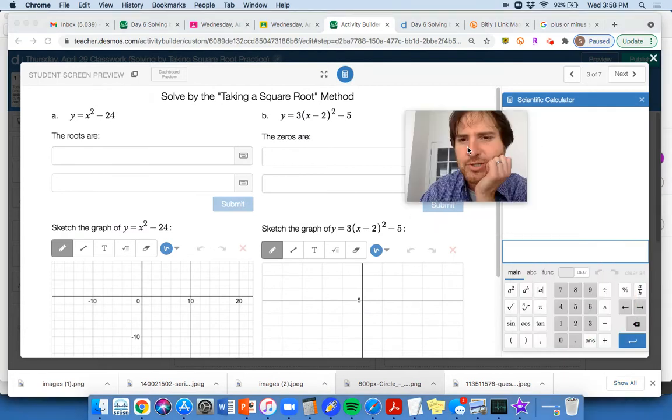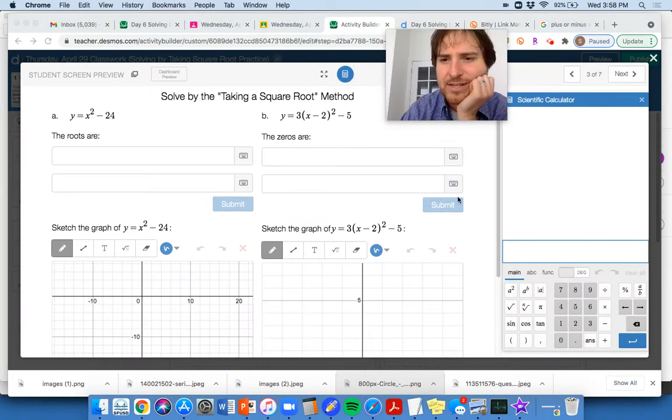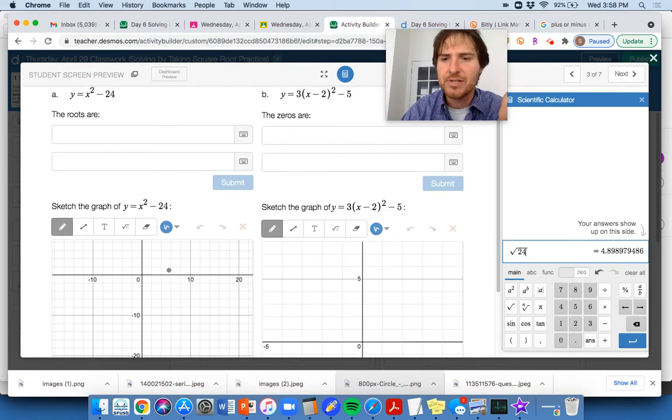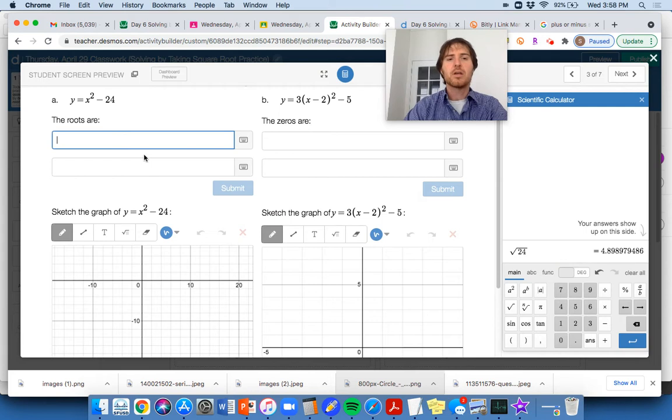You can hit that button on your screen. You should see it. It's right at the top there. Look, scientific calculator. And I can do square root of 24. And there it is, right? About 4.89. I can put that in there. So that's going to tell you around where your x-intercept is. But actually, the roots, you can leave it in exact radical form here.